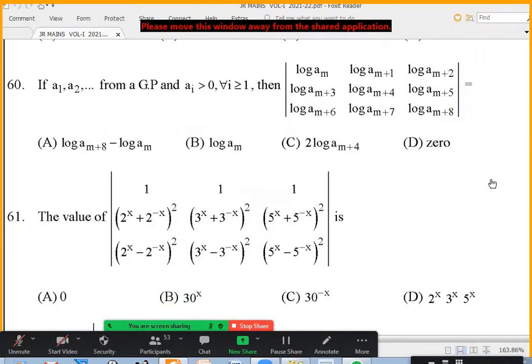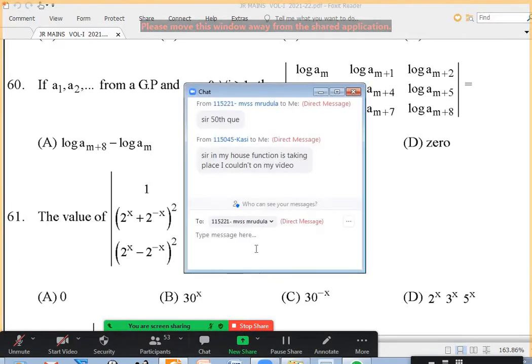Sir, in the 60th question, what is that symbol, sir? It is like reverse. Oh, that upside-down A, that one? Yes, sir. We should read it as for all.